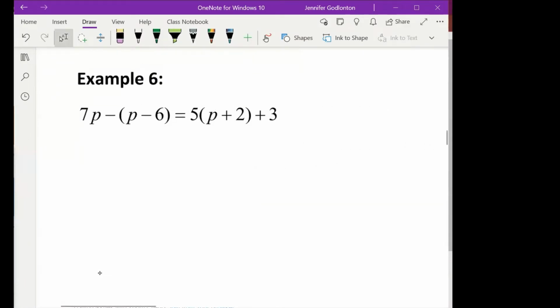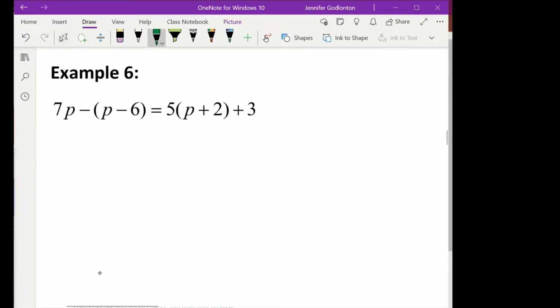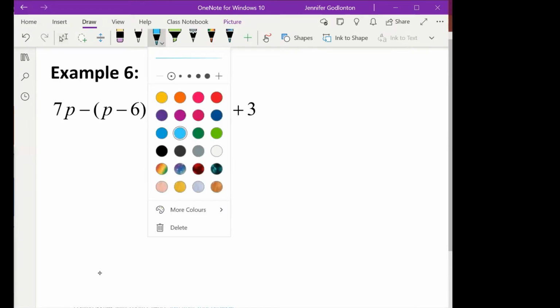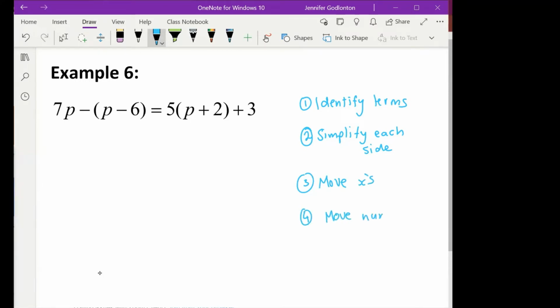Okay, last one before your puzzle break. Give this one a go for me. Remember, identify your terms, simplify each side. Let's write these steps out for those of you who are struggling a bit. Okay, identify terms. Simplify each side. Move x's, move numbers, and solve.